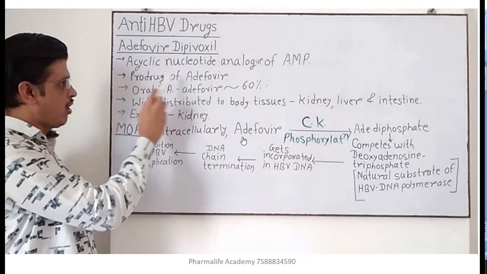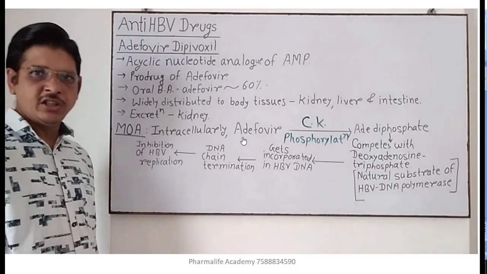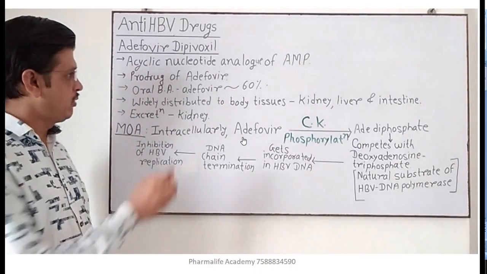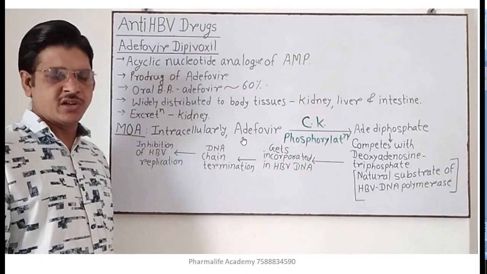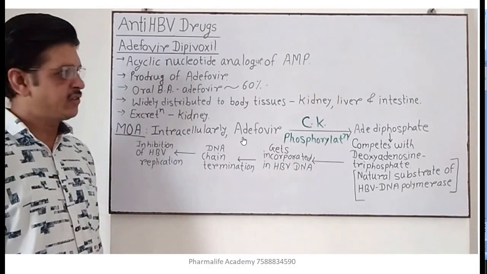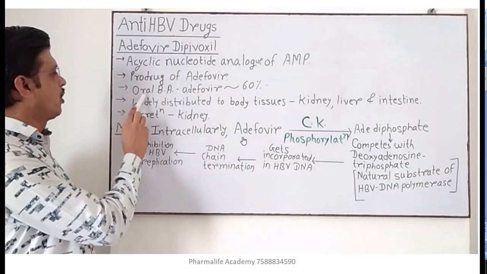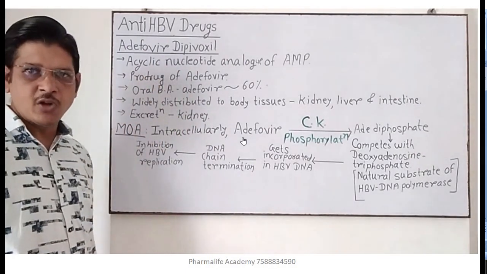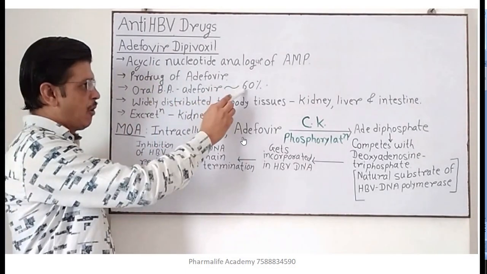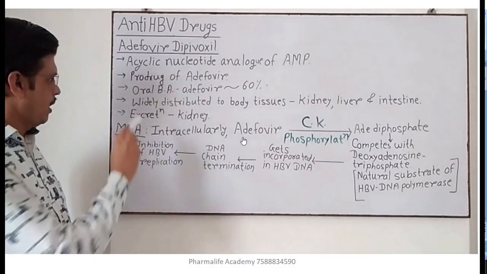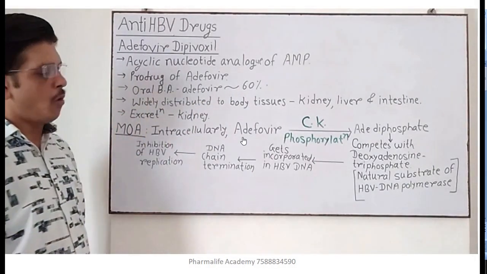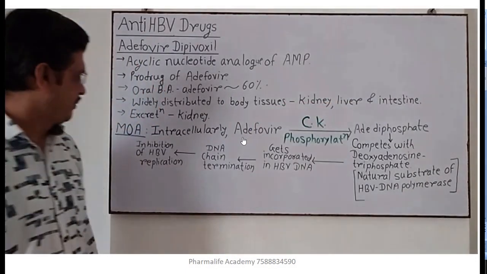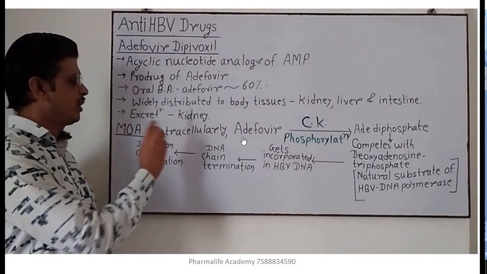Adefovir dipivoxil is a prodrug of adefovir. During the absorption, adefovir dipivoxil immediately gets converted into adefovir by the enzyme esterase, which is present in intestine and liver. The oral bioavailability of adefovir dipivoxil in terms of adefovir is about 60%. Adefovir is widely distributed to body tissues, mainly in kidney, liver and intestine. It is excreted through kidney.